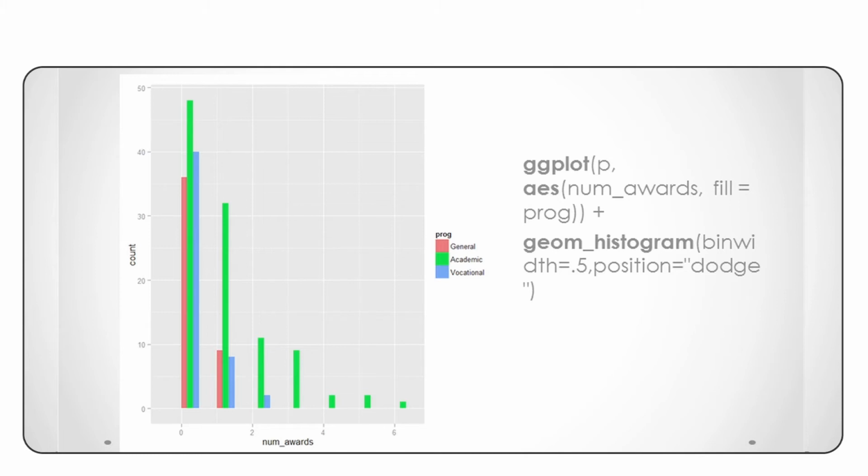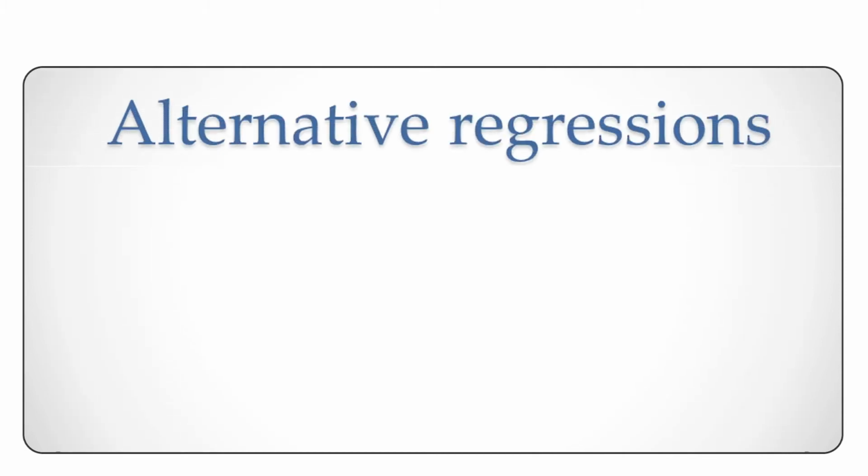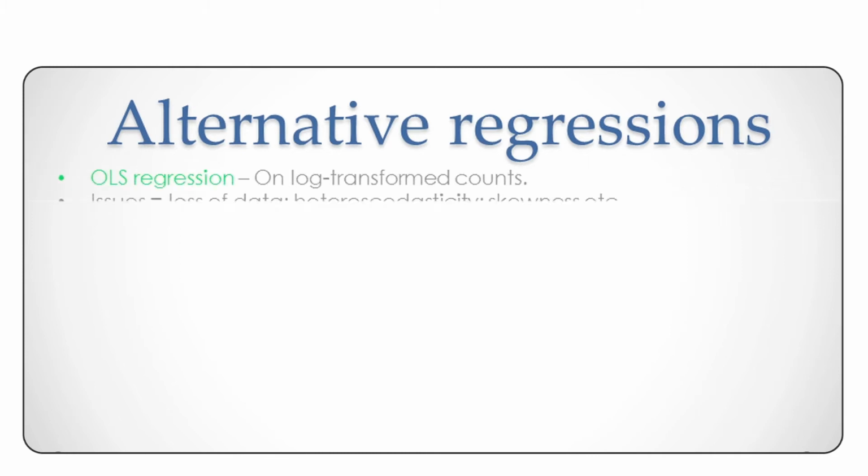So let us next fit a regression to this data and see if our conclusions from the exploratory data analysis hold up for the regression model. Firstly, there are many alternative regression models which can be fitted to the data. The simplest approach is to use an OLS regression. We do not use the OLS regression on the counts because we know that counts will tend to be heteroscedastic. One relatively easy but ad hoc way to get rid of the heteroscedasticity is to log transform the counts.